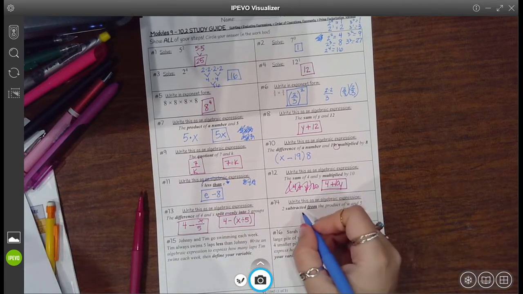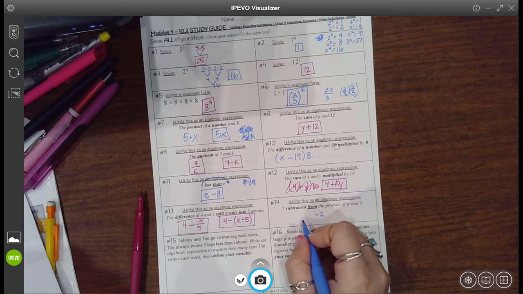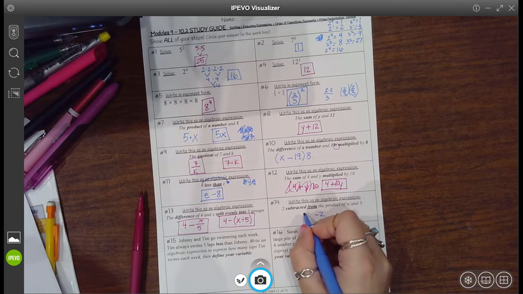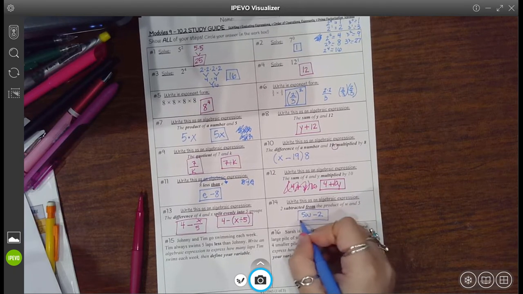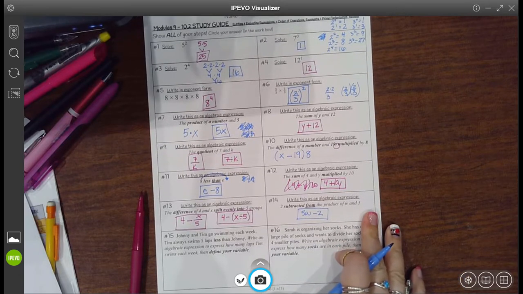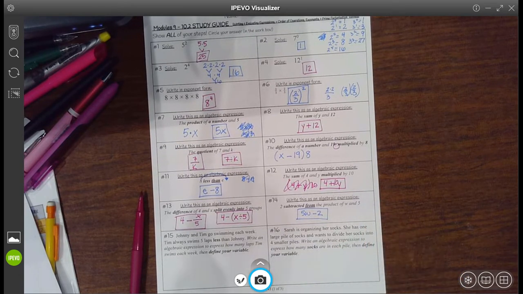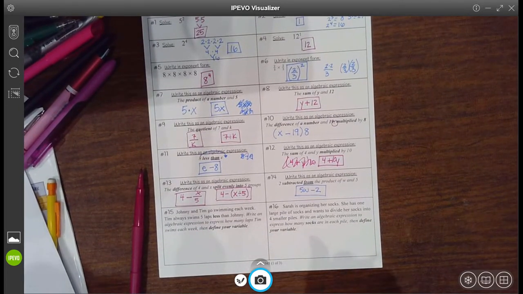Okay, 2 subtracted from, so that moves the 2 to the back. 2 subtracted from what? The product, so I'm going to multiply something. I'm multiplying 5 and w. If you're getting all these right, congratulations. But again, remember, be pausing the video and trying things yourself first, and then unpausing to check yourself.